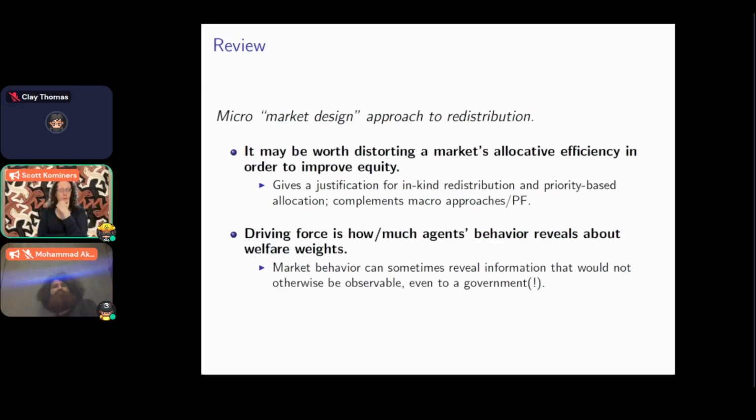Lots of things are observable, right? If you're the government, you might be able to see people's income, you might know where they live and so forth. But still, high willingness to pay conditioned on all of that might reveal something about needs. Similarly, on the seller side, you might know somebody's income. High willingness to sell, even conditioned on that, might reveal idiosyncratic cash needs.